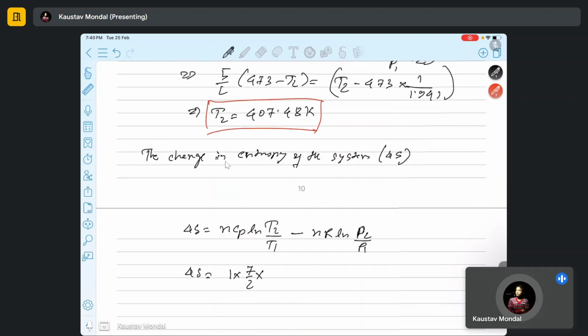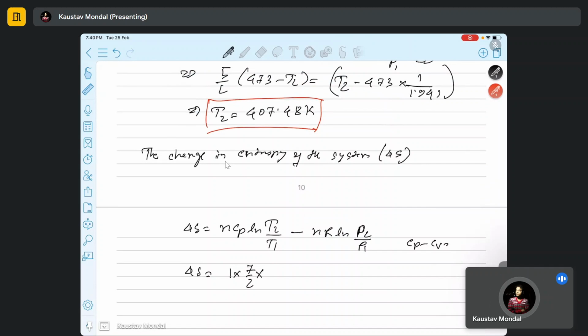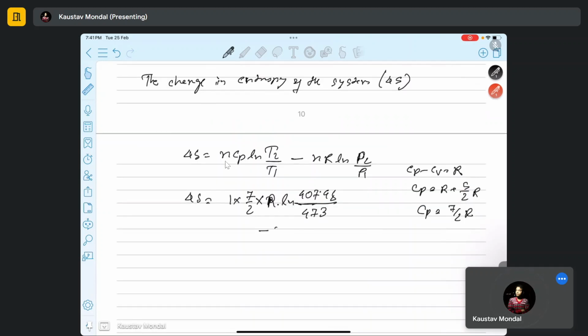Cp comes from Cp minus Cv equal to R. Here Cv is 5 by 2 R, so Cp is 7 by 2 R. So delta S is 1 into 7 by 2 R ln 407.48 by 473 minus nR, where n is again 1, so 1 into R.